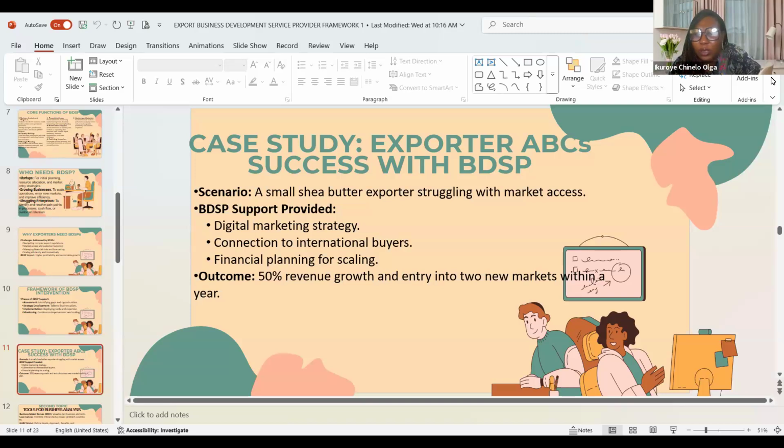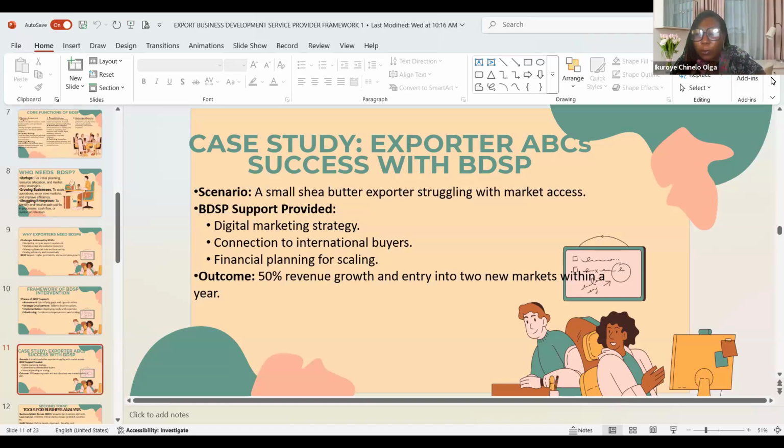So, financial planning helps our businesses scale production. For this case study, you see that what the BDSP is trying to do is help the financial planning scale. So within a year, the revenue has grown by 50%, and they've entered into 2 markets.